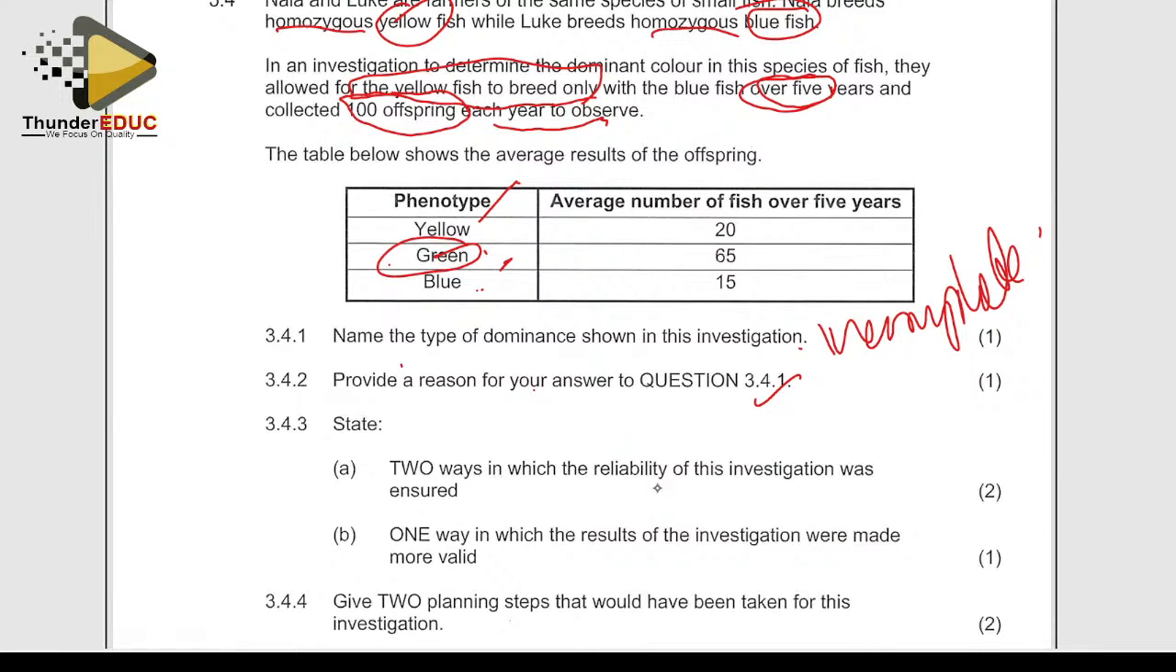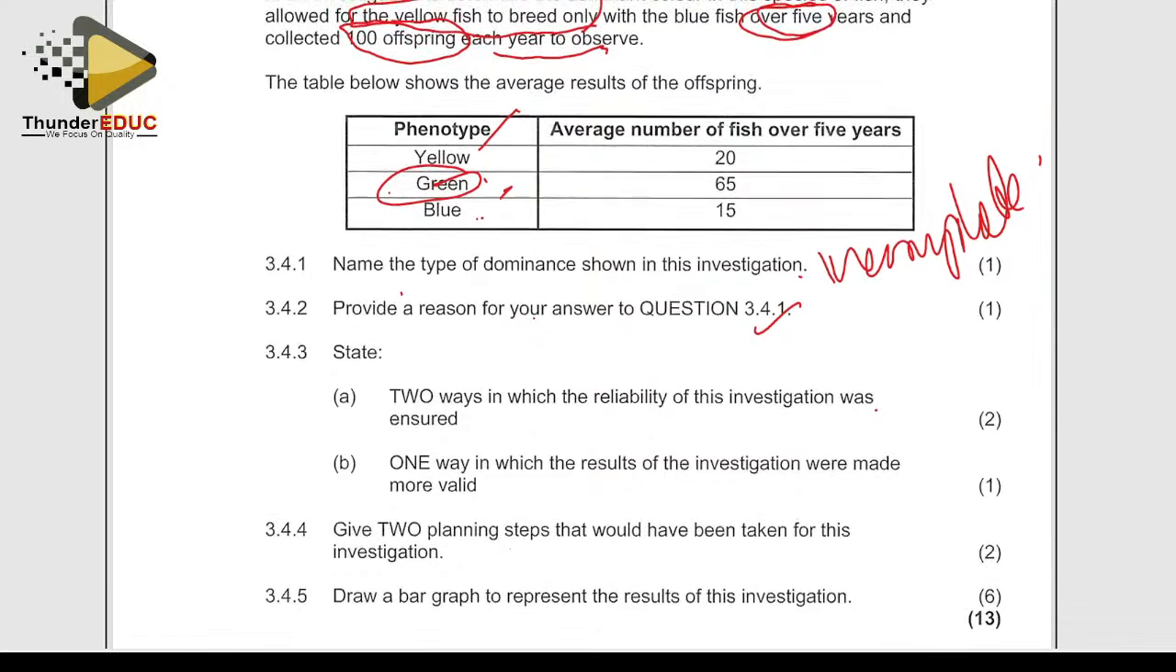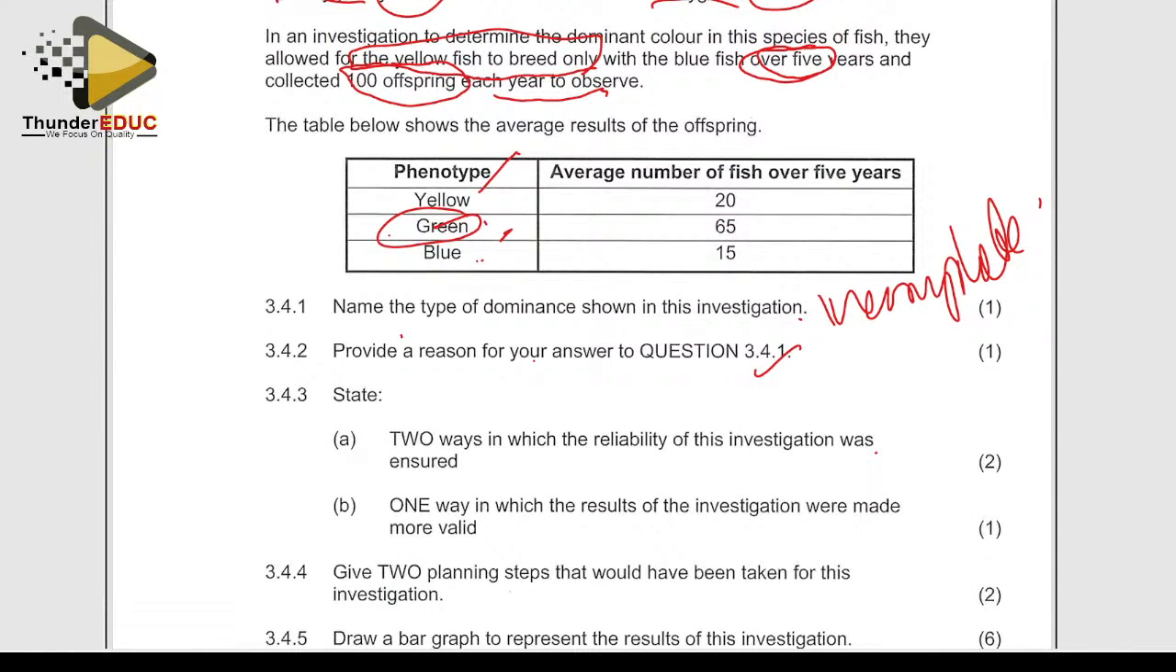Name 2 ways in which the reliability of this investigation was ensured. Hey guys, here we mark the English. As I told you, here we mark the English. You need to know which English you use. Name two ways in which reliability. Reliability is done by improving, by repeating the experiment many times.